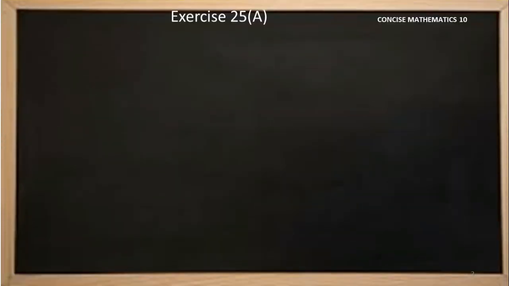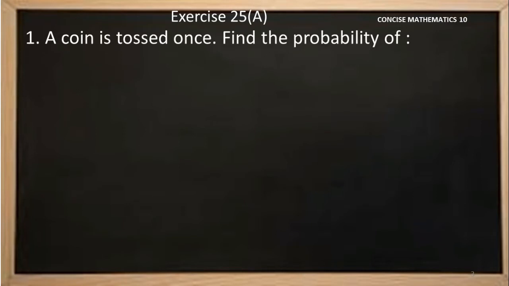Exercise 25A. Question number 1. A coin is tossed once. Find the probability of. So, all the problems have sub-questions, children. I will directly move to the solution of the sub-questions. I am not going to list out the question here. You kindly copy the question from the textbook. I will show what the event is and later the solution for the sub-questions.